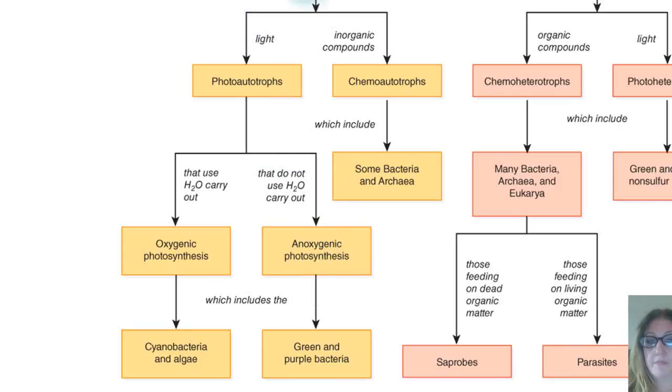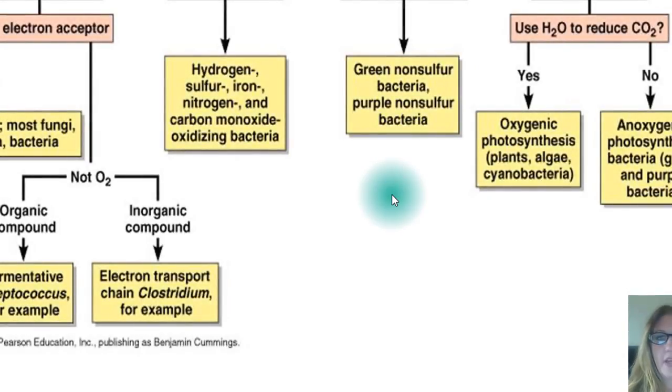Now, what if I go the other way? So, we have microorganisms that use carbon dioxide as a carbon source. And then they can use inorganic compounds. Okay, these are chemoautotrophs. And this can include some bacteria and some archaea. So really, it's like, boy, anything goes.